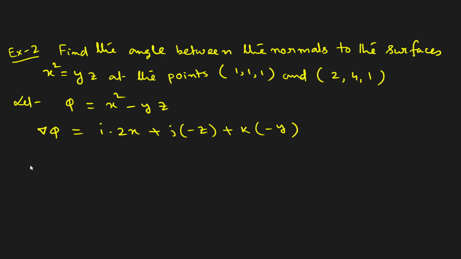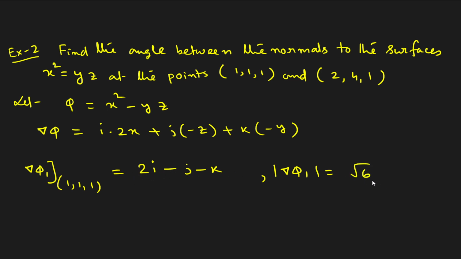Now we'll suppose that when we find it at the point 1 1 1, that will be nabla phi 1. So let us denote that nabla phi 1 at the point 1 1 1. If we put the values, it's 2 i cap minus j cap minus k cap, right? So what is the magnitude of nabla phi 1? Magnitude of nabla phi 1 is root over 4 plus 1 plus 1. So it is root 6.